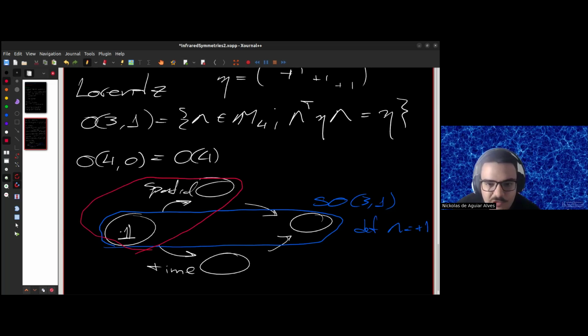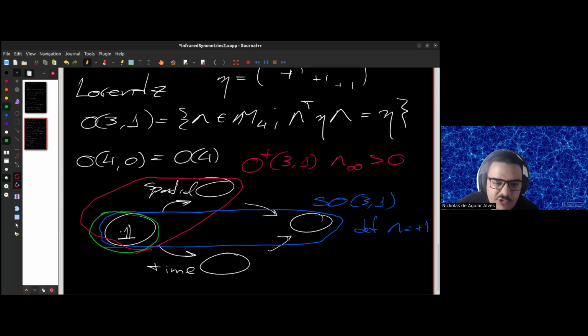And we also have the orthochronous subgroup, which is this guy here, O+(3,1). It has the property that lambda 0 0 is positive. When we take the intersection of these two groups, we get this subgroup here, which is the restricted Lorentz group, or the proper orthochronous Lorentz group. We have these 2 names.